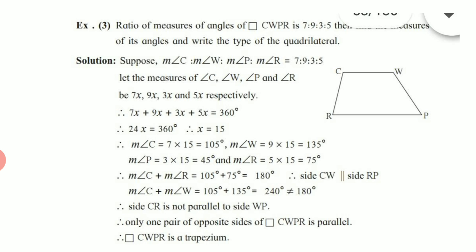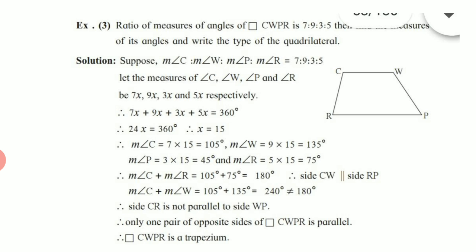Then third example. Ratio of measures of angles of rectangle CWPR is 7:9:3:5. Then find the measures of the angles. If the angles are 7x, 9x, 3x and 5x respectively, then we know that the addition of all angles is equal to 360 degrees. If we add all these angles, 7x plus 9x plus 3x plus 5x, we get 360. If we solve this, x is equal to 15.